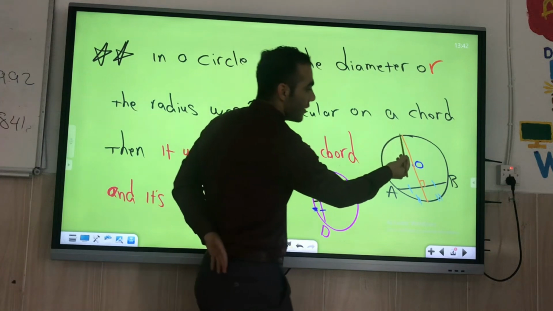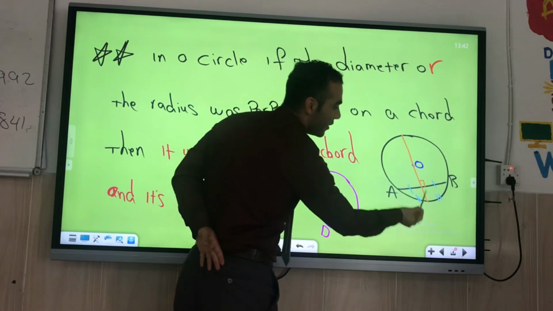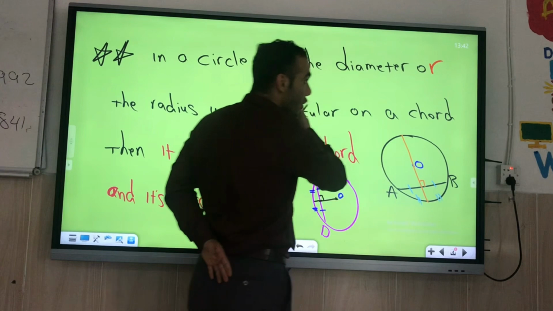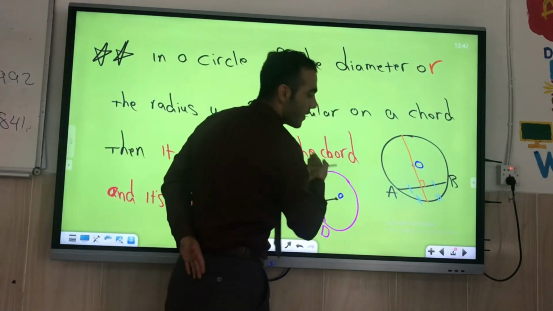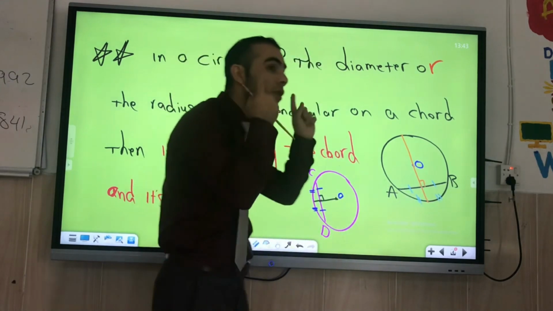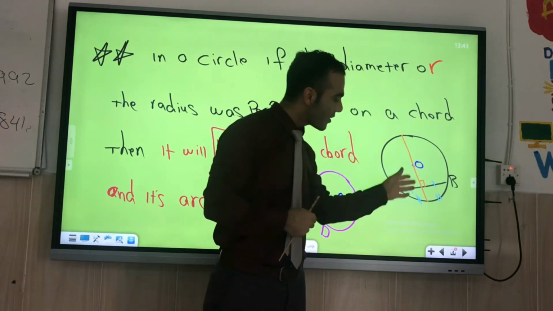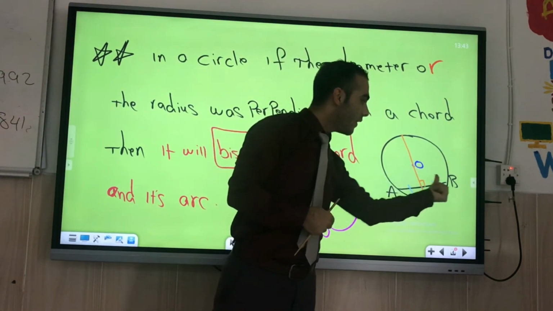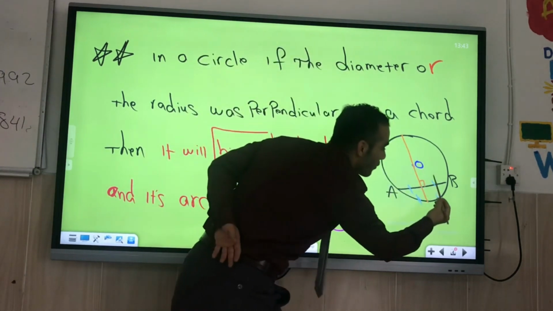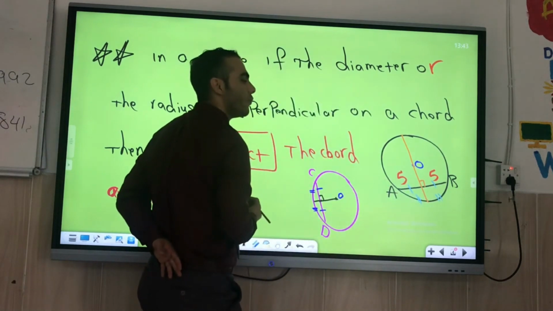So look, that is the diameter, that orange line, okay? And as you can see, it is perpendicular to this chord. According to this point, if the diameter is perpendicular to the chord, it will bisect it. What does bisect mean, sir? Bisect means that line will divide that line into two equal parts, which means that if that part is 5 centimeters, the other one is going to be 5 centimeters too.